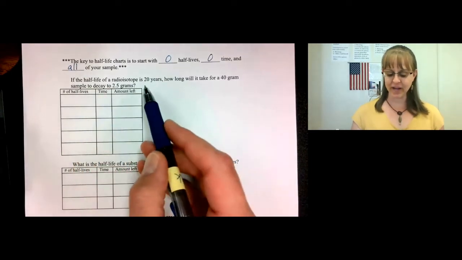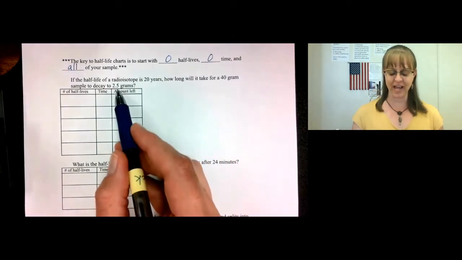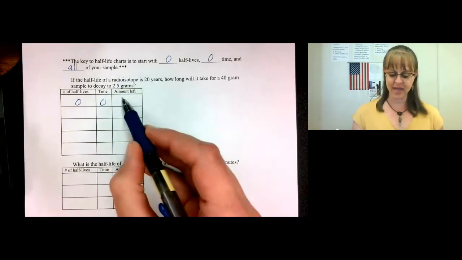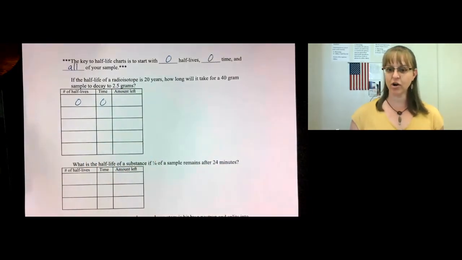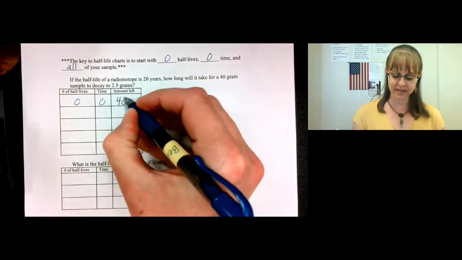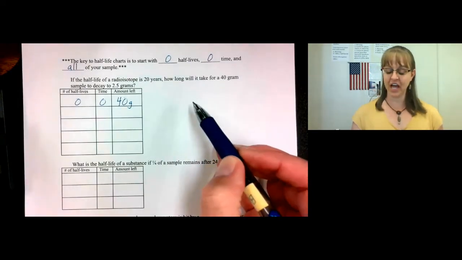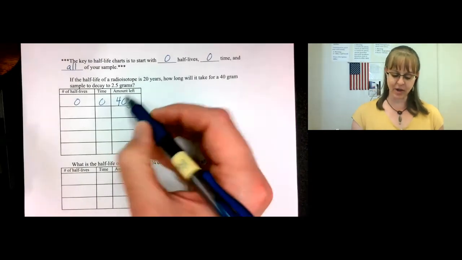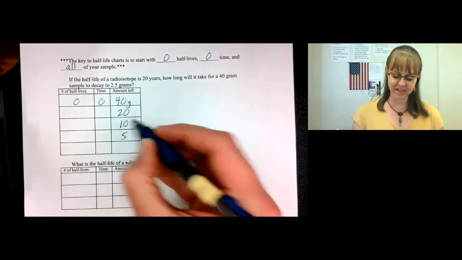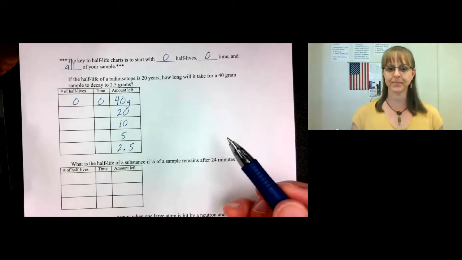If the half-life of a radioisotope is 20 years, how long will it take for a 40-gram sample to decay to 2.5 grams? Start with 0 half-lives, 0 time, and all of your sample. We are starting with 40 grams and we're decaying down to 2.5. So 40 grams is everything. Now we want to take 40 and half it until we get down to 2.5. So half of 40 is 20, half of 20 is 10, half of 10 is 5, and half of 5 is 2.5. And there we are. We're now down to 2.5 grams.